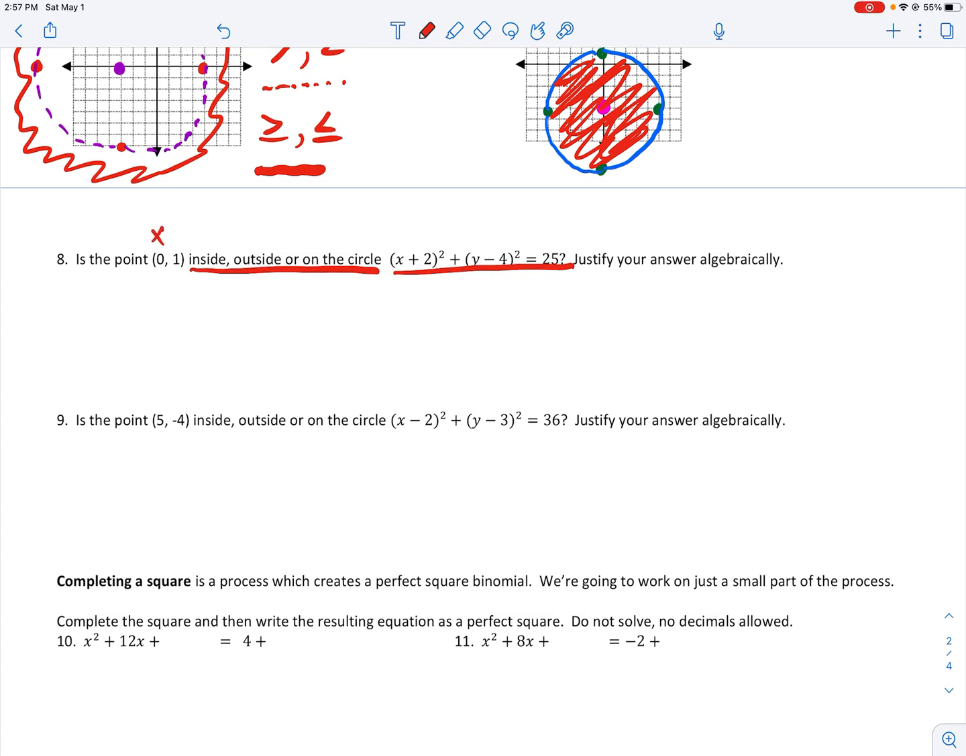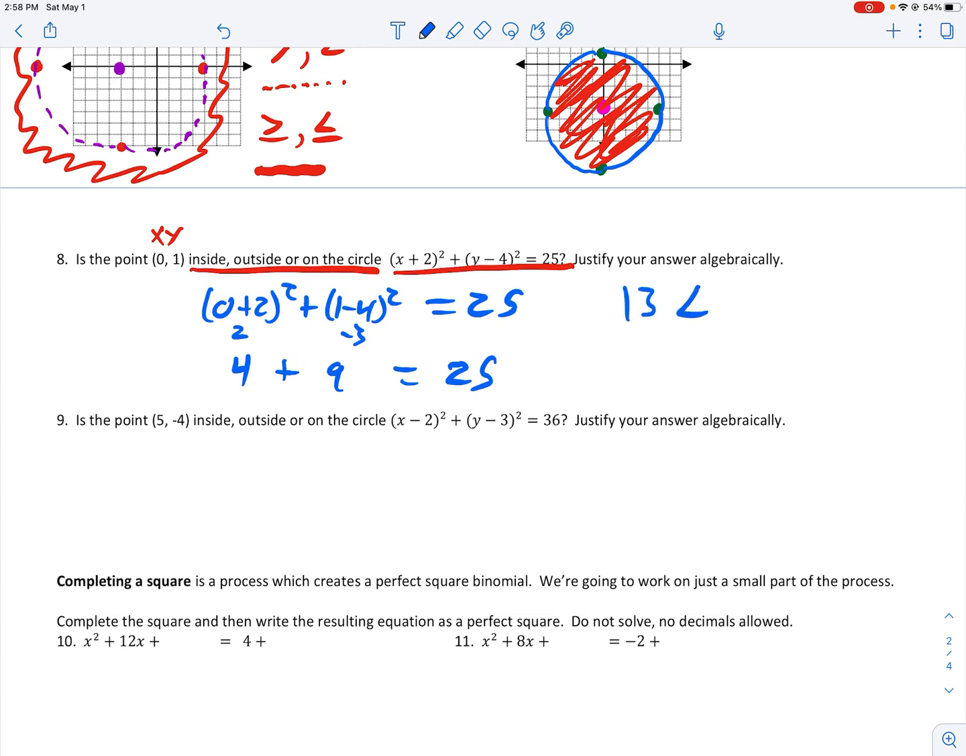So let's take, we have our x, we have our y. So let's plug in 0. So 0 plus 2 squared plus 1 minus 4 squared. And we're going to see if that equals 25. If it equals 25, then it's on the circle. If it doesn't equal 25, then it's inside or outside. So this would become 2 squared, right? So this would just be 4. This would be negative 3 squared, which would be 9. So 9 plus 4, right, is 13, and that is less than 25.